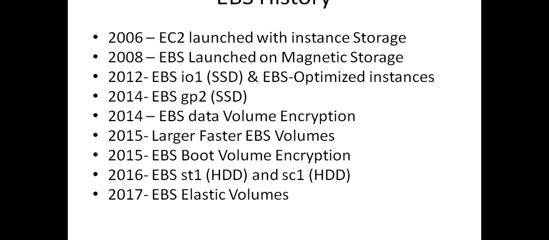In the year 2014, EBS data volume encryption came. Then larger, faster volumes came. EBS boot volume encryption came, so you can encrypt your boot volume. Then in the year 2016 we got EBS SD1 and SC1, and in the year 2017 we call them elastic volumes. So how will you choose your volume type? While choosing your volume type, it is important to know the kind of workload which you are running.